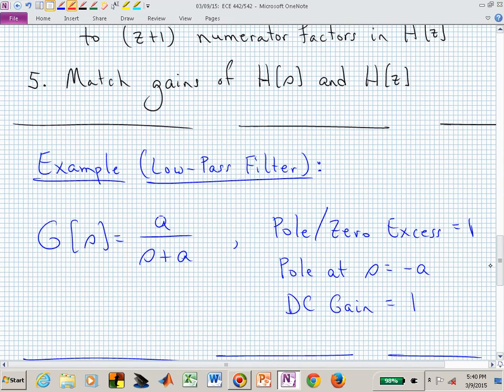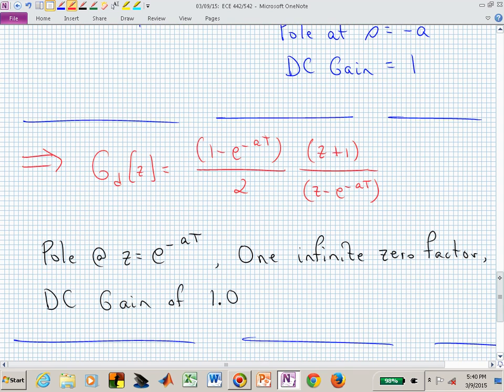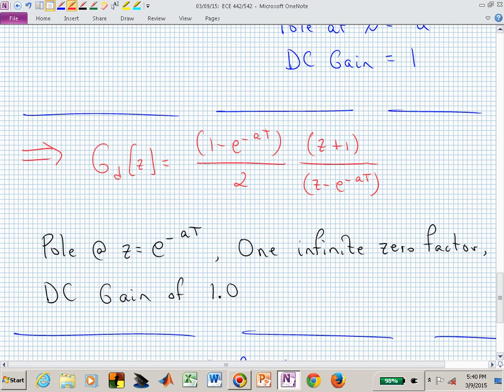We've looked at the low pass filter variety of this pole zero matching. We have 1 zero at infinity because of the pole zero excess being equal to 1. We have a pole at -a, and we have a DC gain of 1. That then maps, or according to MATLAB, is matched. That's just M-A-T-C-H.